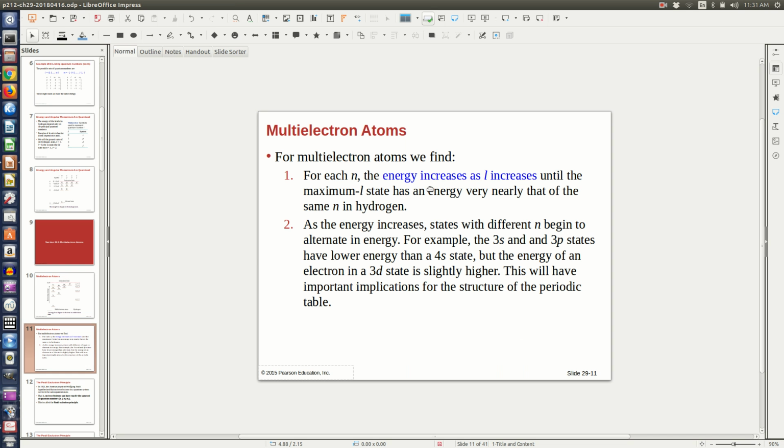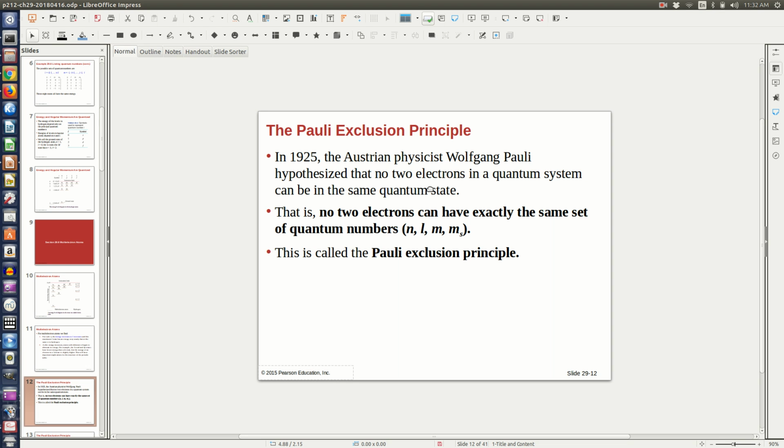Okay, so in summary then, the energy increases as l increases until the very maximum l state that is allowed, and keep in mind the maximum l state is n minus 1 for any given value of n. As the energy increases, states with different n begin to alternate in energy. As I just said, the 3s and the 3p states have lower energy than the 4s, but the 3d is slightly higher. And so that will have implications on the filling of the elements in the periodic table and the nature of their chemical behavior as they line up in that table.